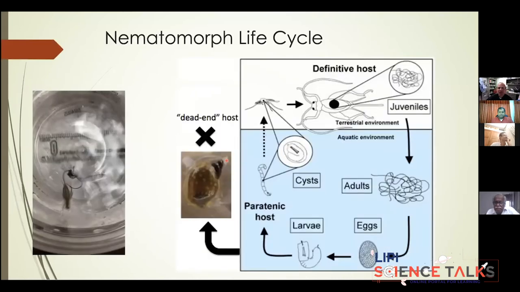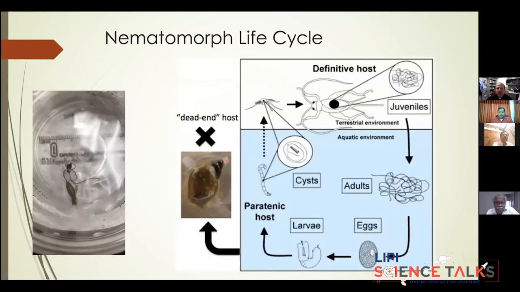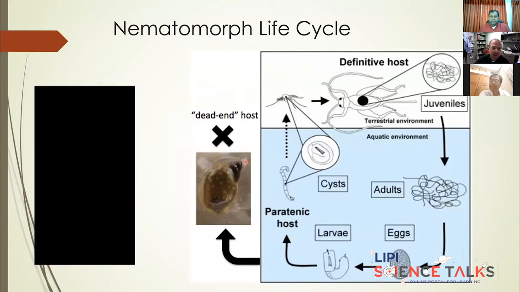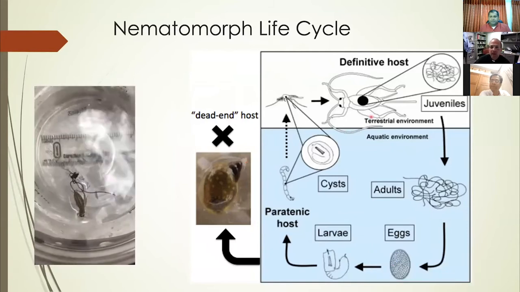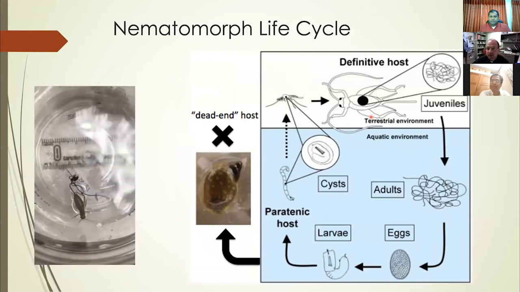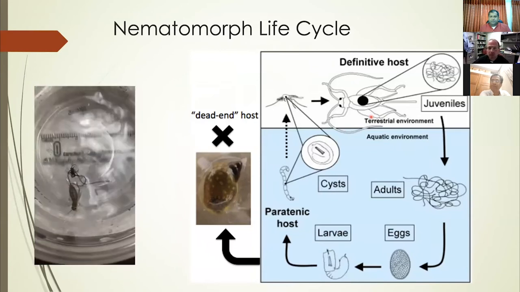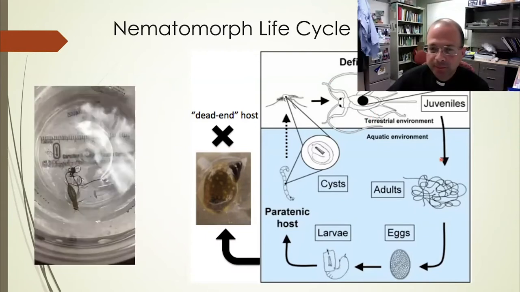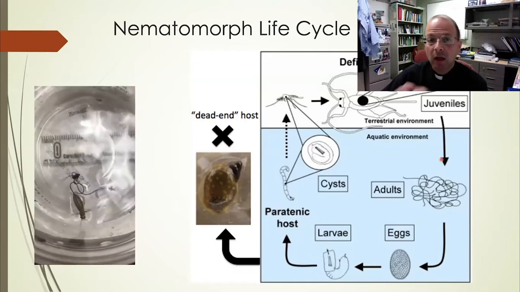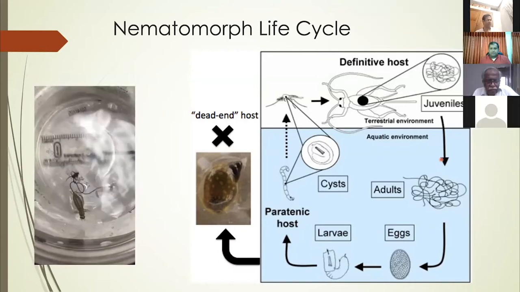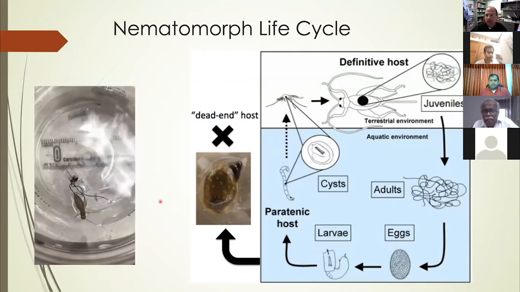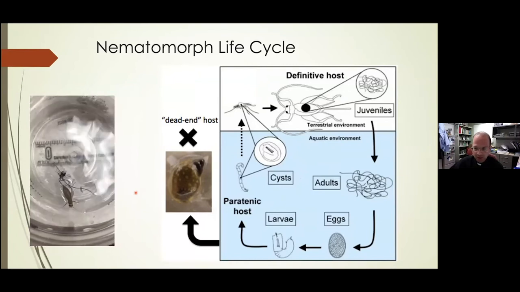So to go over the life cycle, if you study parasites, life cycles are critical to understanding the parasite that you're studying. This particular parasite infects insects, so things like crickets, roaches, mantids, and it manipulates that insect into entering the water. And once it's in the water, the adult worms will emerge. You can see in this video the worms emerging from this cricket that was dunked in some water.